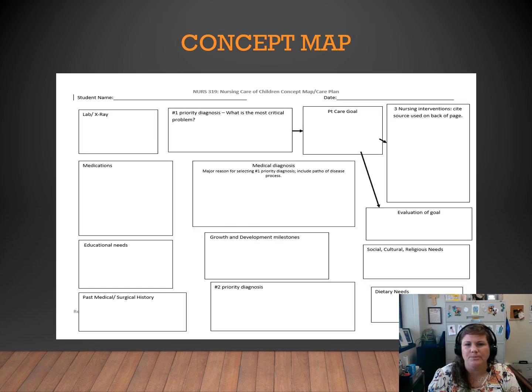Okay, this next document is your concept map. It's called concept map / care plan because some of the care plan elements are within the concept map. We're going to actually be omitting those because we're going to address the care plan on a separate handout in just a moment. So within this is kind of a continuation of the previous handout. Whereas we had body system boxes before, now we have boxes that pertain to other things like labs and radiology results, medications, education needs, past medical history, social, cultural, religious needs.